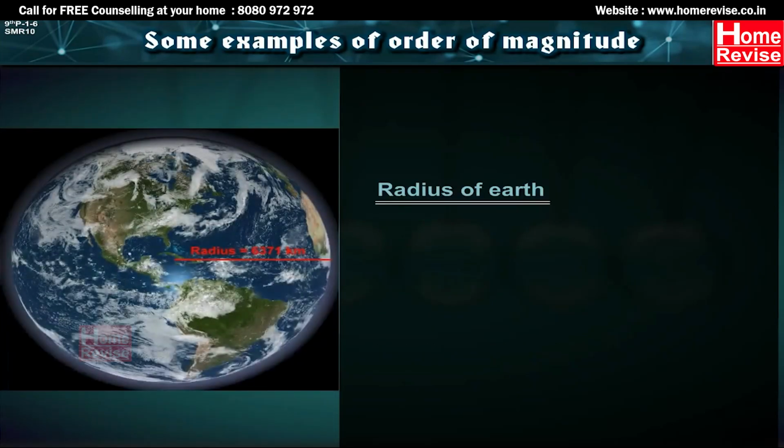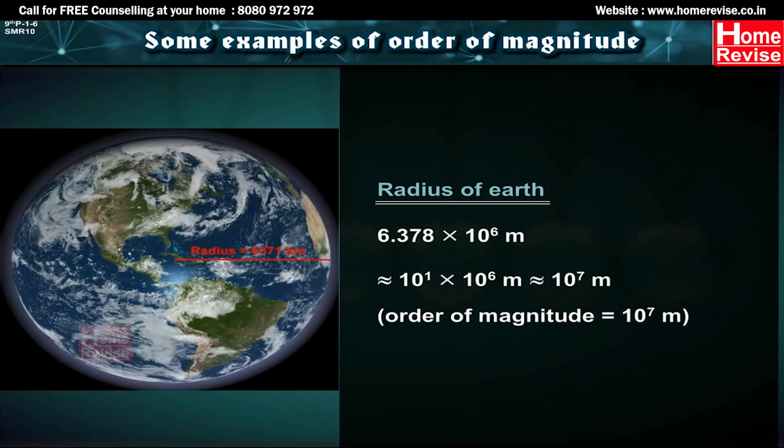Radius of Earth is equal to 6.378 into 10 raised to 6 meters, which is nearly equal to 10 raised to 1 into 10 raised to 6 meter, that is nearly equal to 10 raised to 7 meter. Order of magnitude is equal to 10 raised to 7 meter.